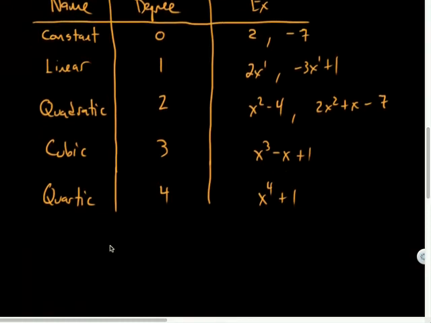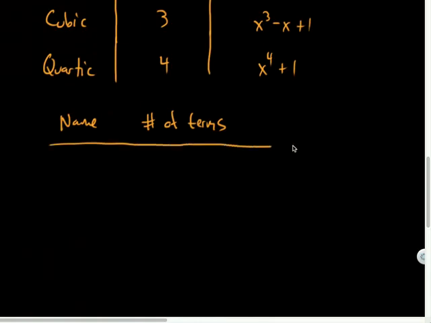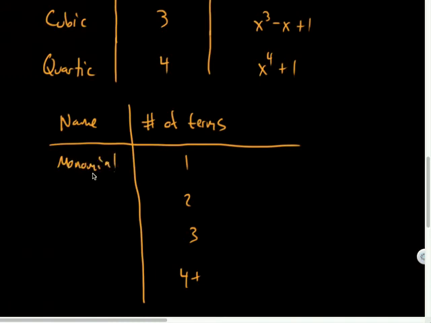And similarly, there's names based on the number of terms. All right? And I'm just going to go through these quick because we're about out of time. So if there's 1 term, 2 terms, 3 terms, and then 4 or more. 1 term is called a monomial. Hey, we already talked about that, right? Monomial. A 2-termed expression is a binomial. A 3-termed expression is a trinomial. And 4 or more is just called a polynomial.